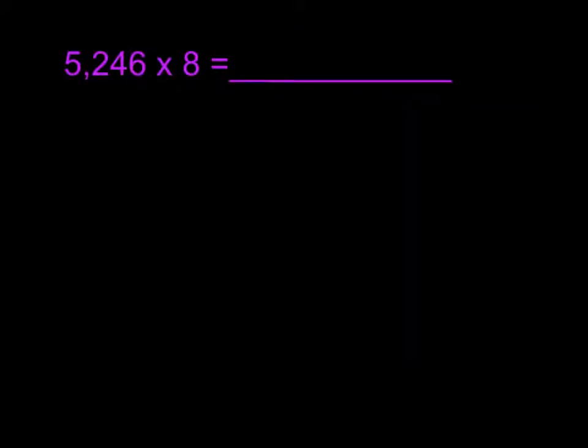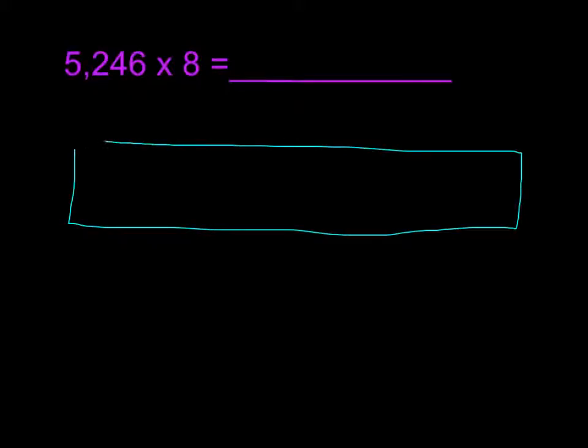On our last one here, we have 5,246 times 8. So once again, this one here, I'm going to go ahead and draw the model. And so I'm going to go ahead and draw a long rectangle. And because I have a 4-digit number here, I want to have 4 sections. So we're going to start there. 1, 2, 3, 4. So we have 4 different sections. And my small factor over here, my 8, is going to go on the side here.